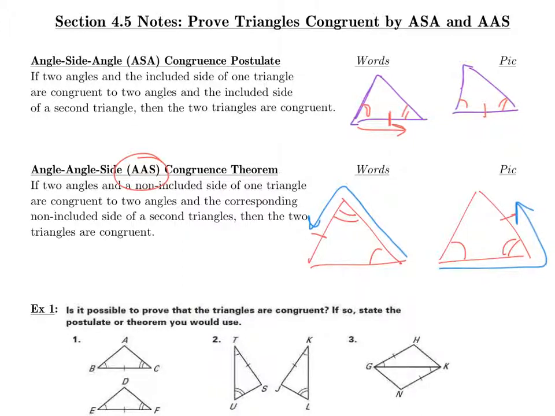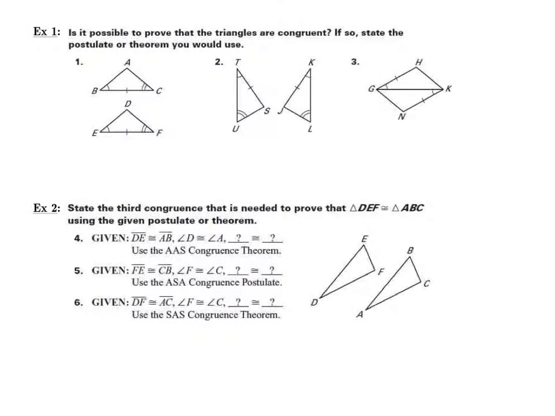So moving on to our examples. Is it possible to prove that the triangles are congruent? If so, state the postulate or theorem you would use. So for this one, we have angle, side, angle. If you read them in order, it's easy to figure out which rule you can use to prove your triangles congruent. So we have angle here, side, angle. So I would say angle, side, angle.